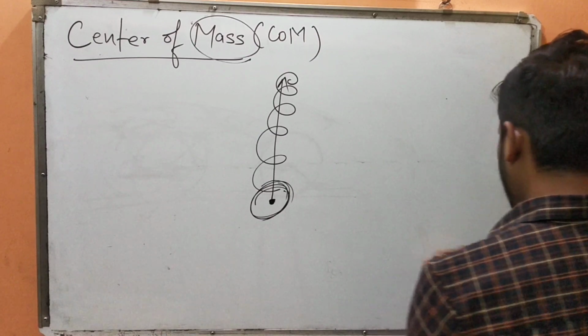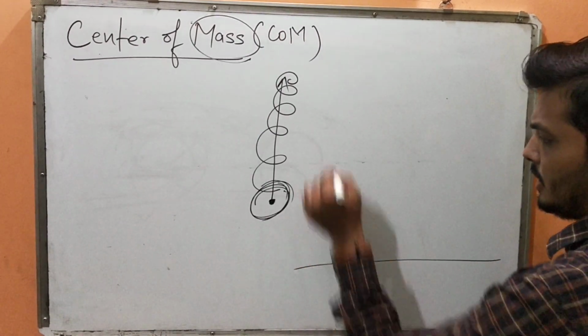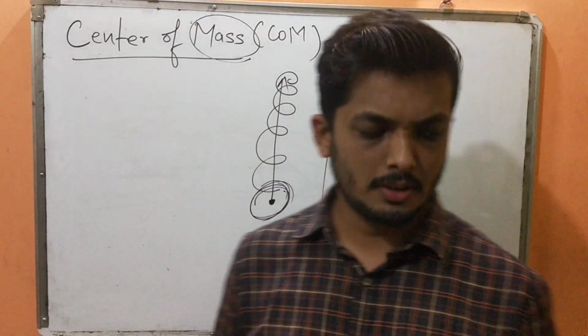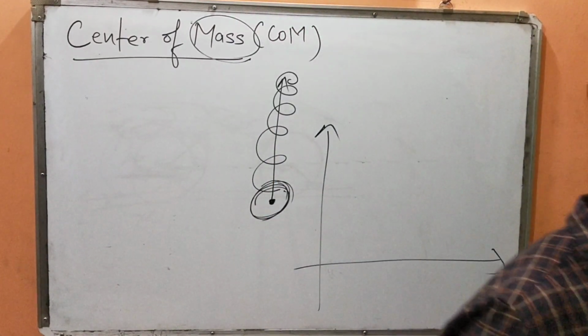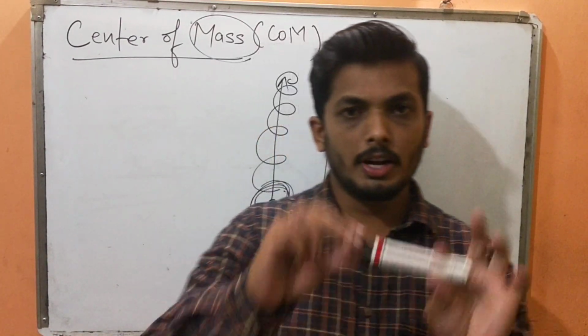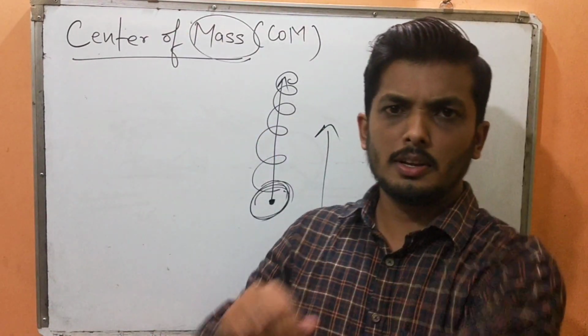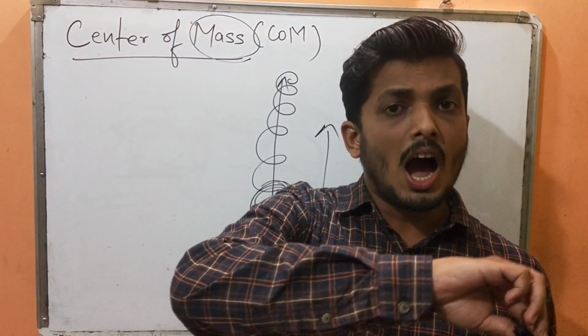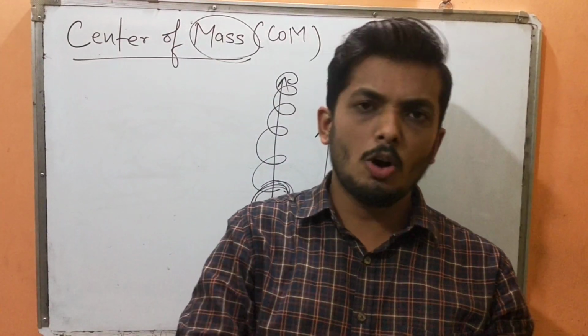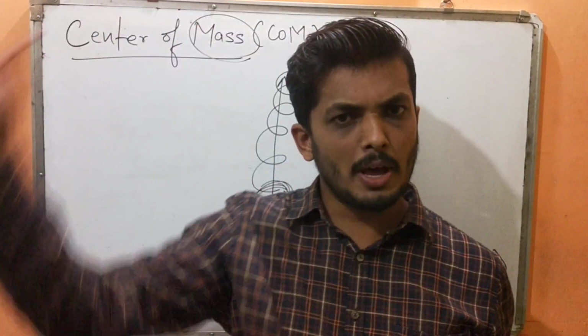Understand one more example. In motion in a plane, you might have studied a parabolic path. Like if I take my marker and throw it in space, how does the marker traverse a path? It's a parabolic path, obviously. Any object thrown into space will always trace a parabolic path.